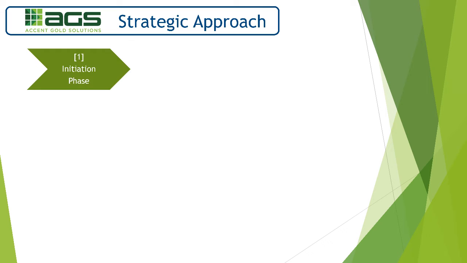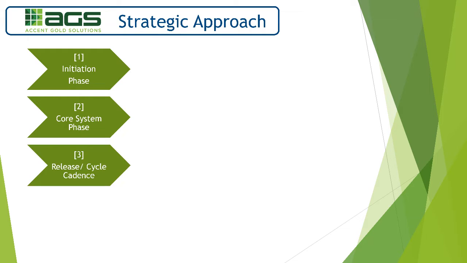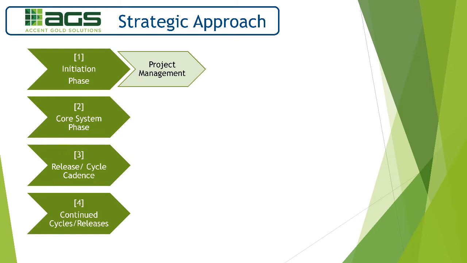So our strategic approach. Well, we have four main phases. Our first phase is what we call the initiation phase, followed by the core system phase, then the release or the cycle cadence component, and then our continued cycles and our continued releases. So we begin with project management and our entire approach there. And we then follow that up with working on our Rosetta Stone.